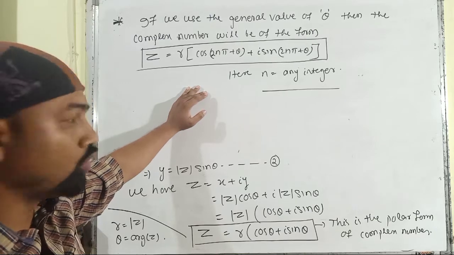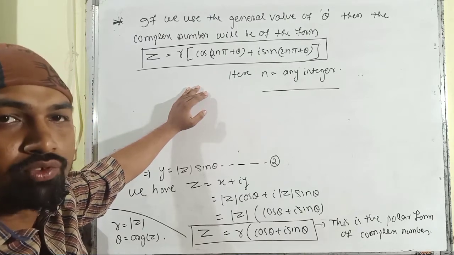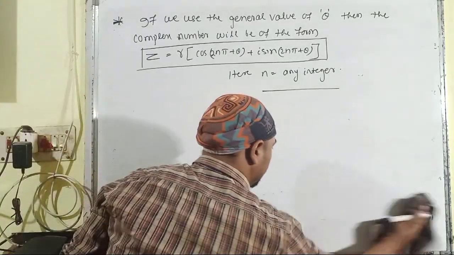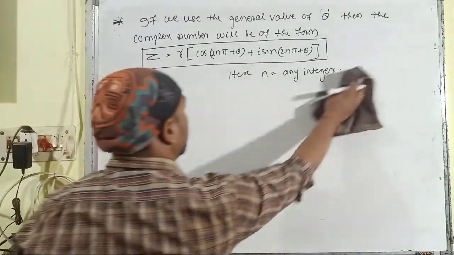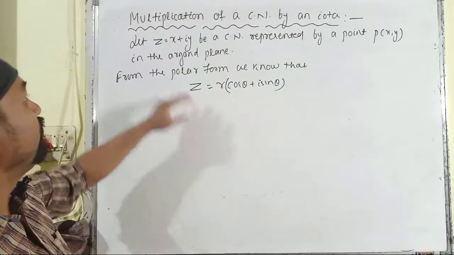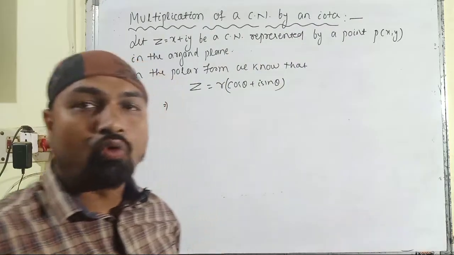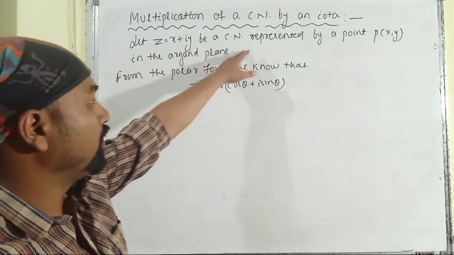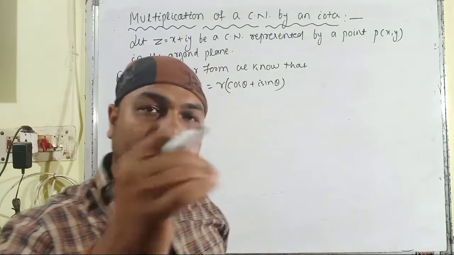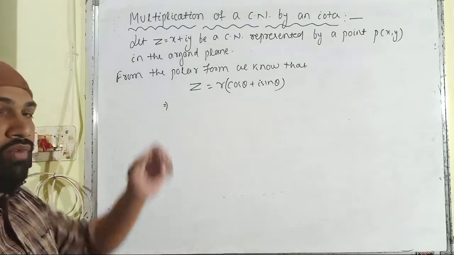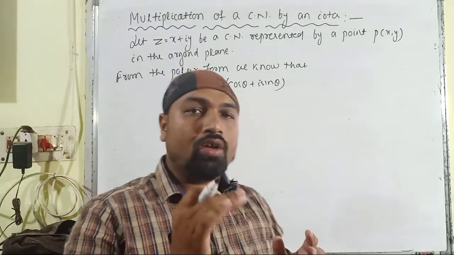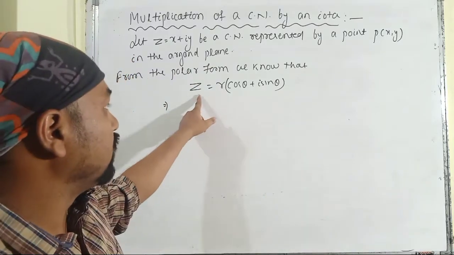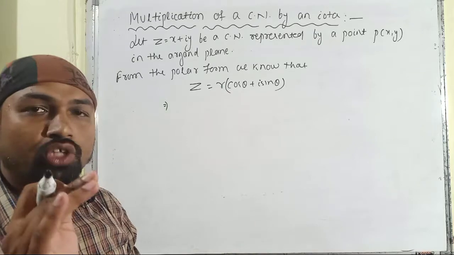Next, moving towards the different types of polar forms in different quadrants. Next, moving towards the multiplication of a complex number by iota, that means the imaginary unit i. Let z = x + iy be a complex number represented by the point P(x, y) in the Argand plane. From the polar form, we know that the complex number can be expressed as z = r (cos theta + i sin theta).